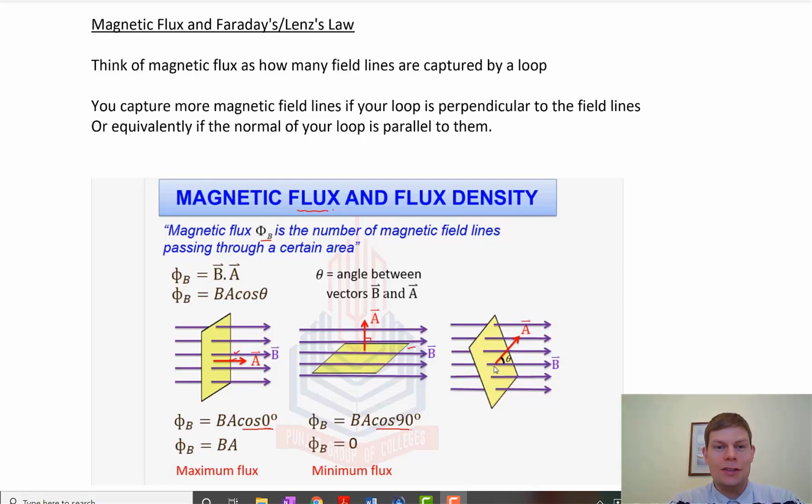Hello. Today we're going to talk about a very important topic. It's magnetic flux and Faraday and Lenz's law. This is kind of the principle behind all kinds of cool stuff. Most importantly, it's the principle behind generators.